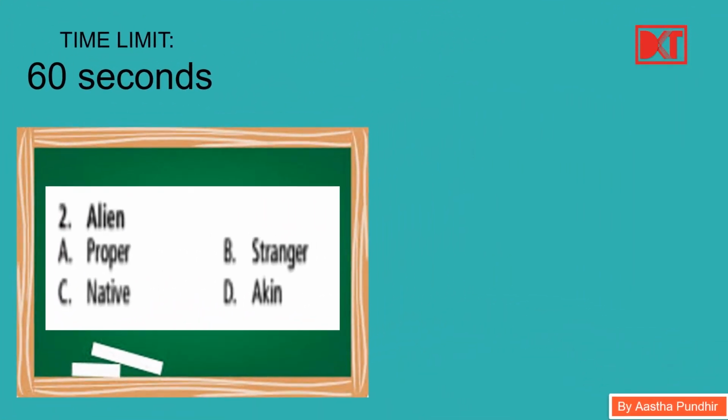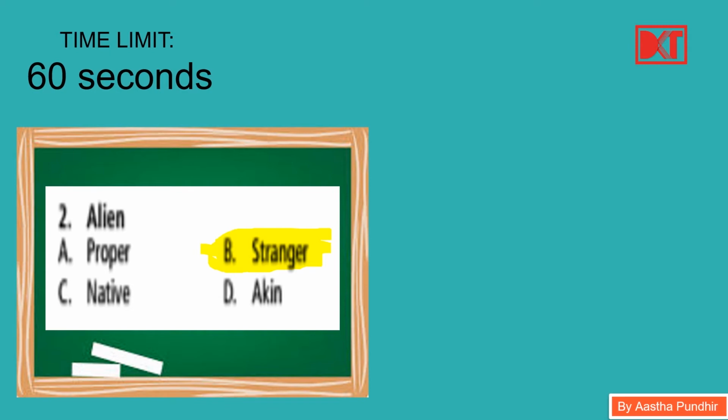Okay, so the next word is alien, and the options are A. proper, B. stranger, C. native, D. akin. Here, the correct answer, which means the synonym, is stranger. Alien and stranger mean the same thing: the one you don't know, the one you are not accustomed to, someone who is new to you.